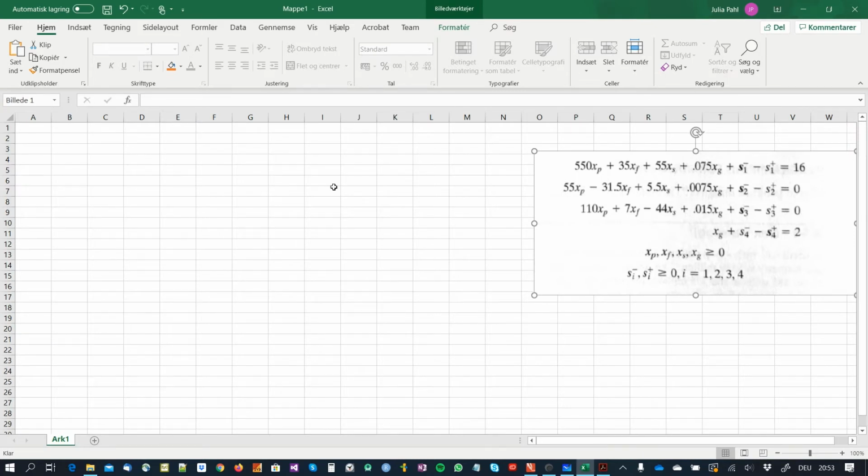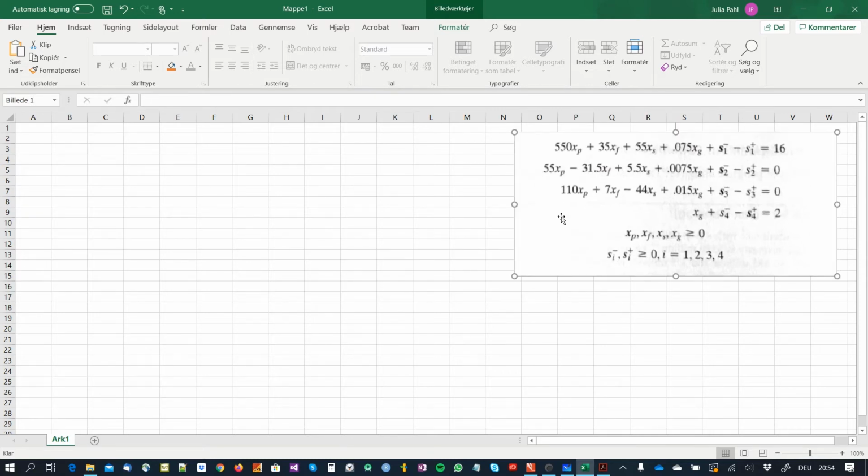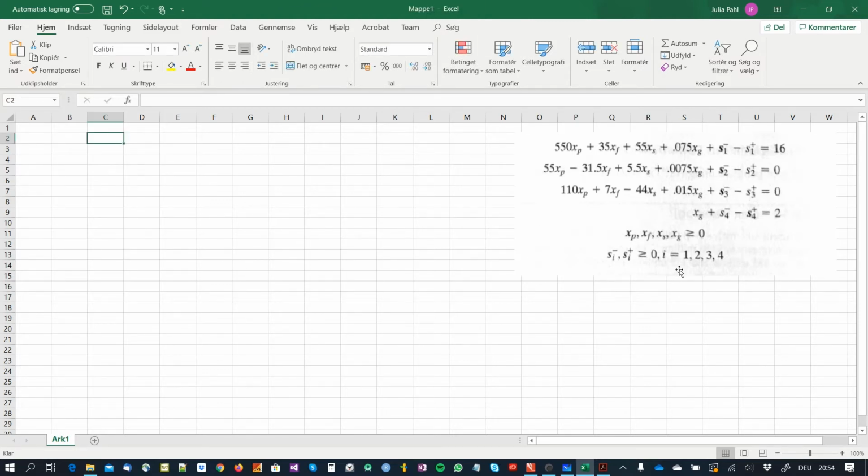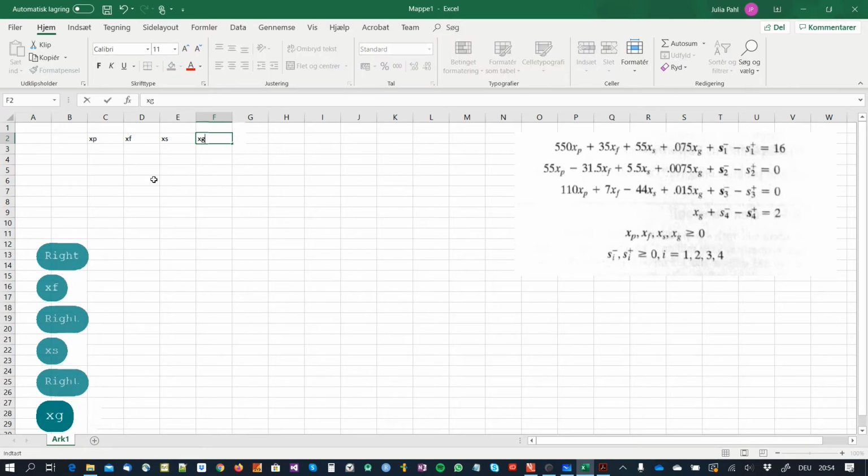Implementation. Now we take Excel, and here I copied the ready-to-use goal programming LP already in our view, so that we don't need to reproduce it. Here it includes the deviational variables. You recall that these are the constraints as we have just developed. And now I'm going to show you how this is implemented. So we have XP, XF, XS and XG, these are our standard variables.